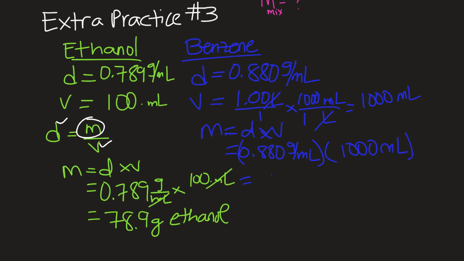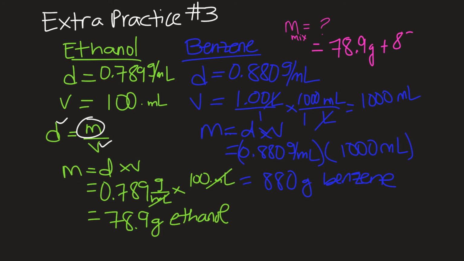So when we do this, we're going to get 880 grams of the benzene. And then the last thing to do is actually add those together, and we can get the mass of the mixture. So that's going to be 78.9 grams from the ethanol plus 880 grams from the benzene. And our total is 959 grams of the mixture.